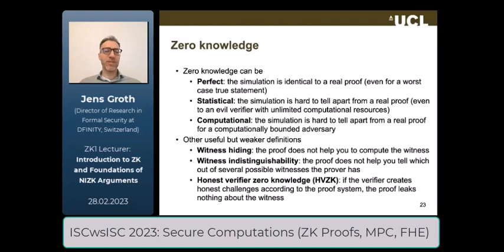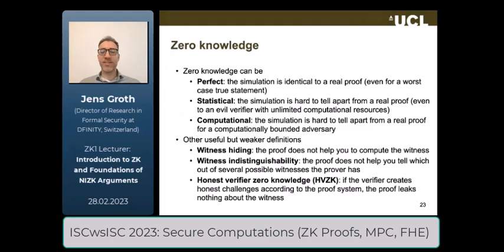Finally, I want to mention that there are some other useful definitions of confidentiality that are weaker than zero knowledge. One of them is witness hiding: if you see a zero knowledge proof, it does not help you to compute the witness. In particular, if it's zero knowledge, it leaks nothing about the witness, and therefore it would not help anybody to compute anything.